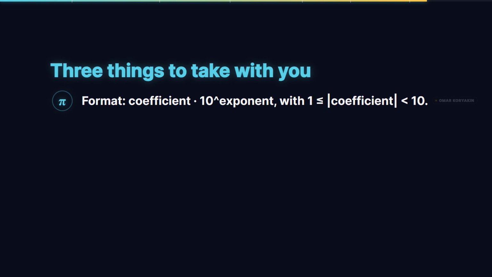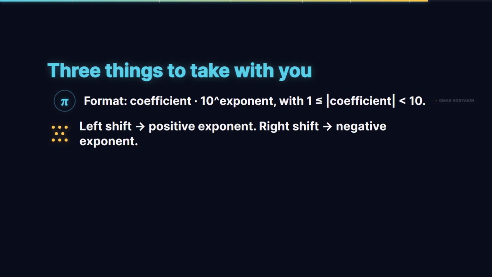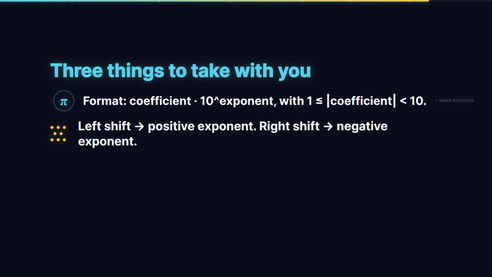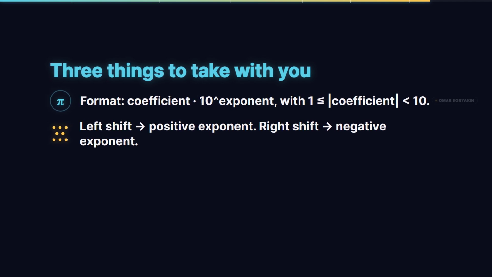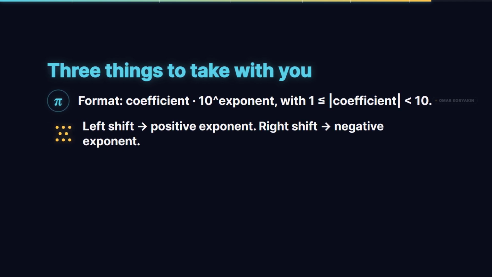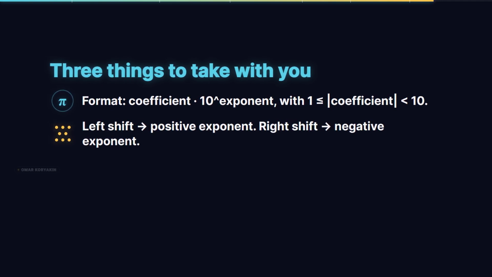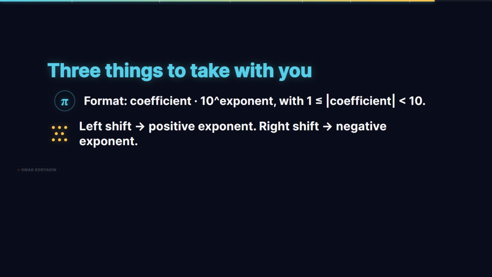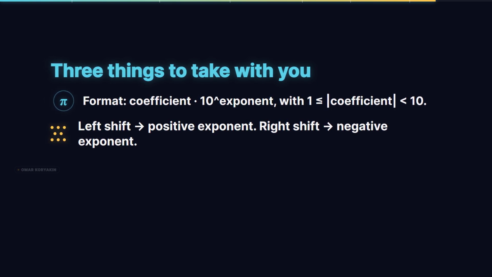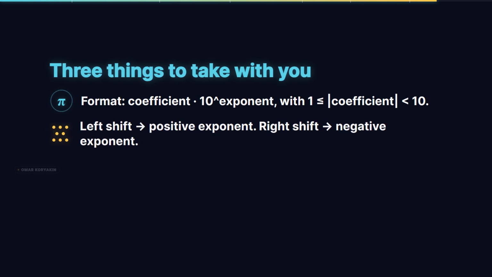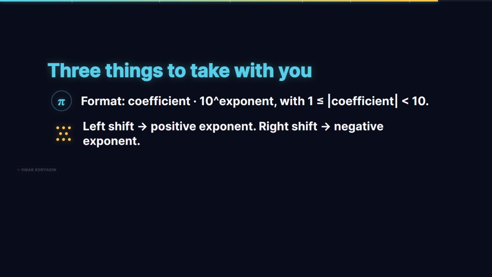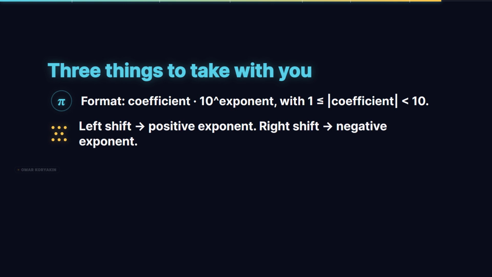the most common error. Second, the sign of the exponent records the direction the decimal point shifted. Shifting left, which happens for large numbers, gives a positive exponent. Shifting right, which happens for small numbers, gives a negative exponent. Always sign the exponent by direction, not by guessing. The single most common error in scientific notation work is a sign flip on the exponent, so build the habit of asking yourself which direction you shifted the decimal before writing the answer down.